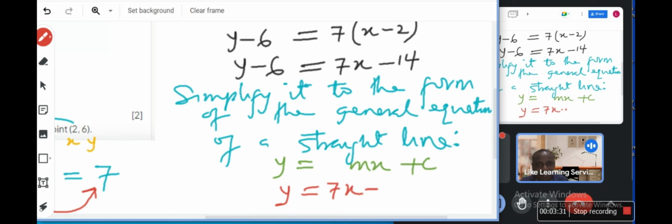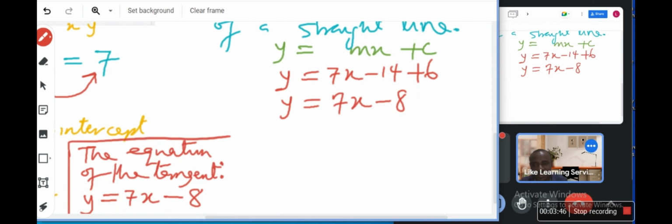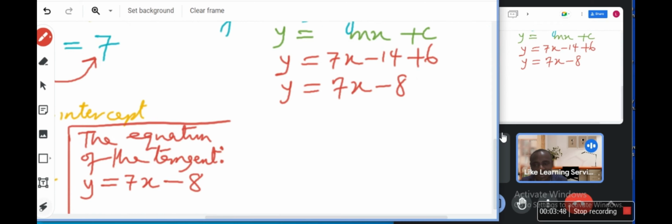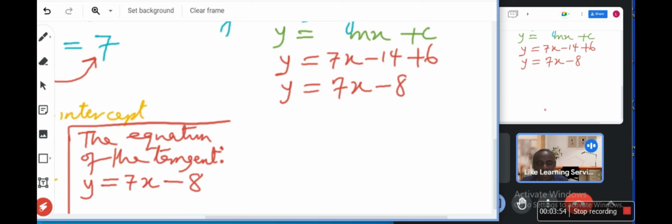So you have 7x minus 14, then minus 6 crosses over, becomes plus 6. So that gives you what? Y equal to 7x minus 8. And that was the original, the first thing we got. So whichever method you use, you get the same answer. That was what we got initially. Y equals 7x minus 8. That's the equation of the tangent.